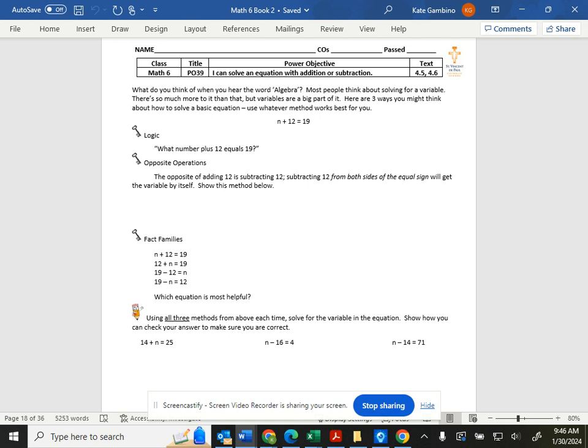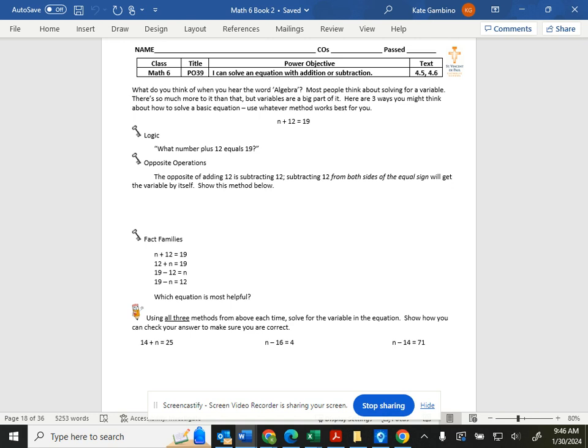Madison: Do we have to show all these steps on the test? No. So we can pick one. Yes, on the test, you can pick one. Logic, opposite operations, or fact families. I do want you to tell me what it is that you're choosing. So if you're doing the logic, put what the question is, and then put the answer. I don't want to just see the answer. I want to know how you came up with the answer.